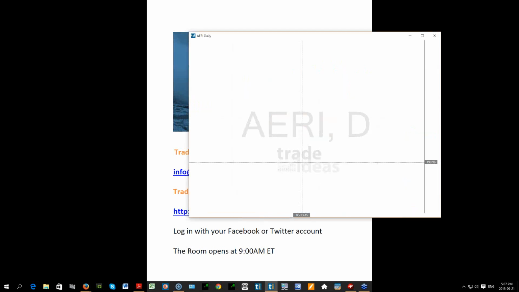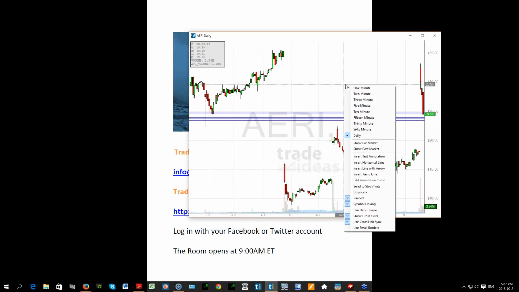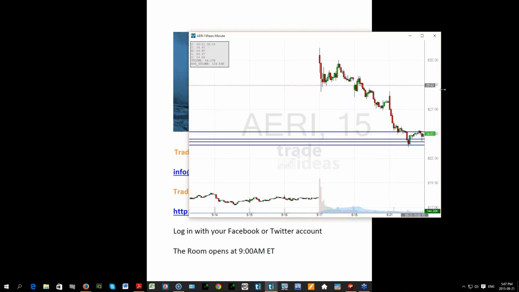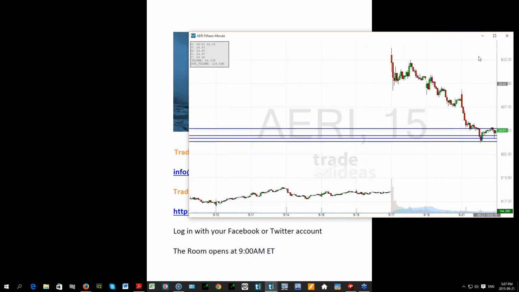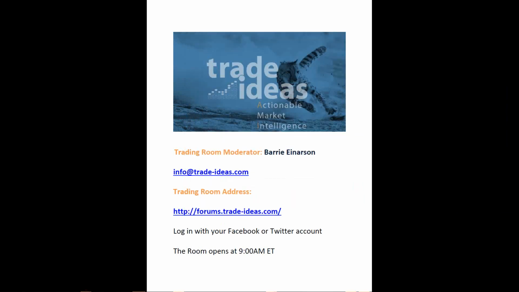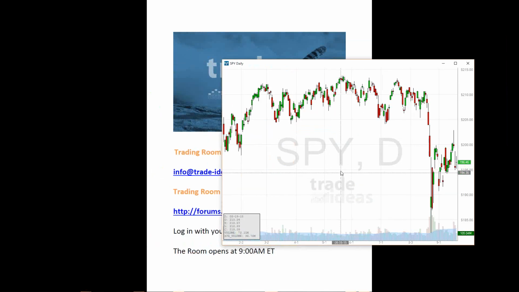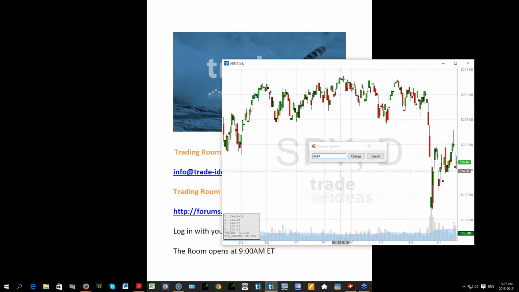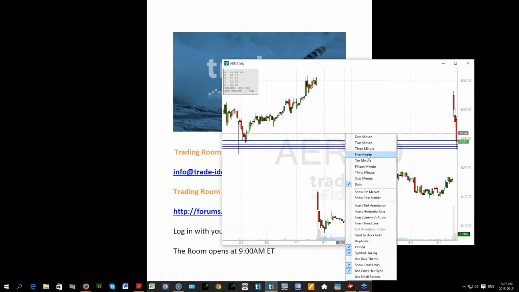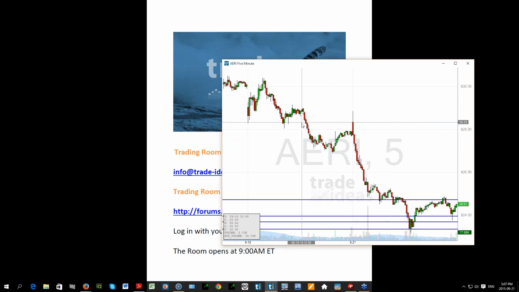This is a chart of a stock that we traded in the room today. Let me get on a 5-minute or a 15-minute chart. If you're in the room today, you know that we traded Aerie. Just one second, let me get the chart up again. Okay, so you know that we traded Aerie. The reason I even knew about Aerie is because of the pre-market work that I had done last week, and I'm going to go over that in more detail.